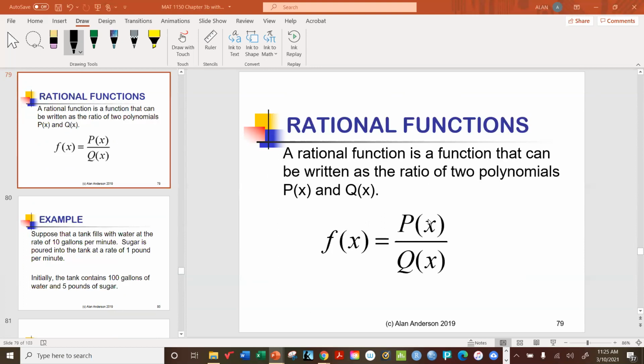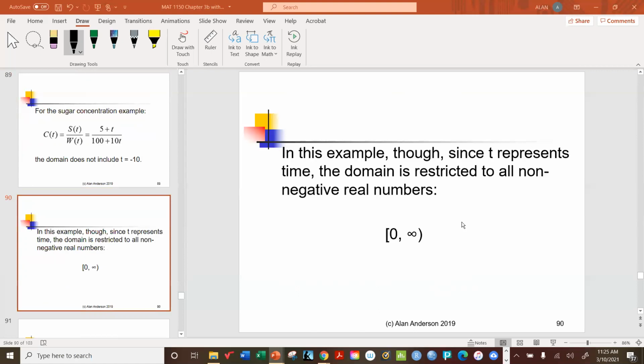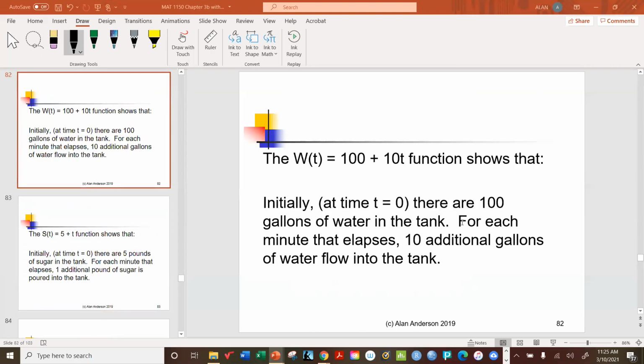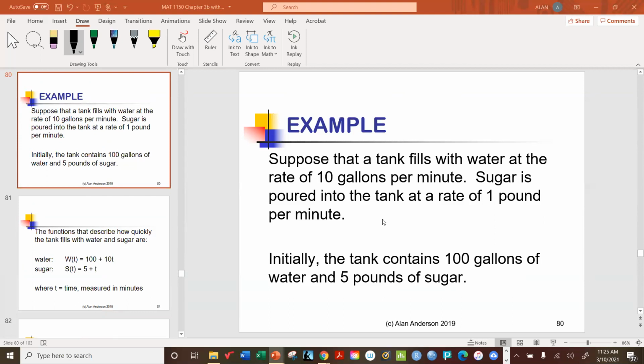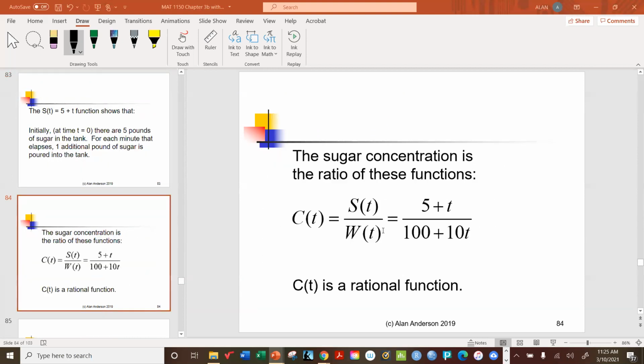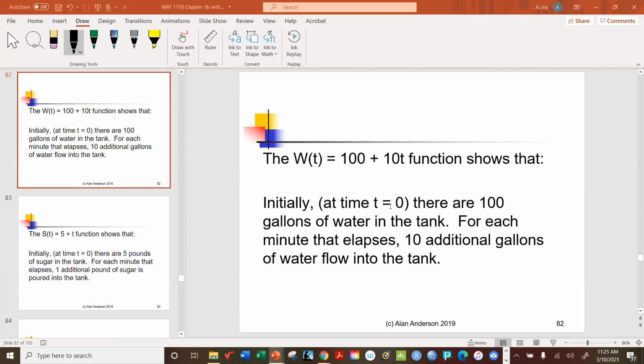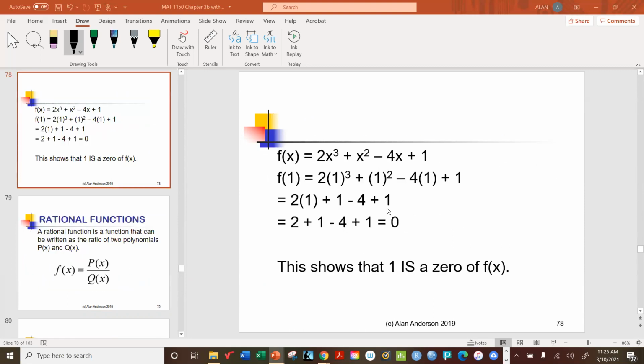From physics. Remember physics? Yes. Oh, yes, you remember this stuff. Look at this question. A tank fills with water at the rate of 10 gallons per minute. Sugar is poured into the tank at a rate of 1 pound per minute. Initially, we have 100 gallons of water and 5 pounds of sugar. And we want to know, after 12 minutes, has the concentration of sugar increased? So you remember doing this stuff, but we're going to show you a formal way of doing these types of problems using these rational functions, as they're called.